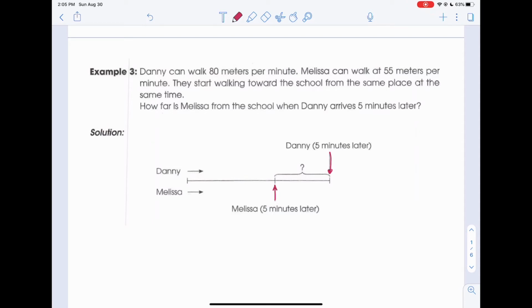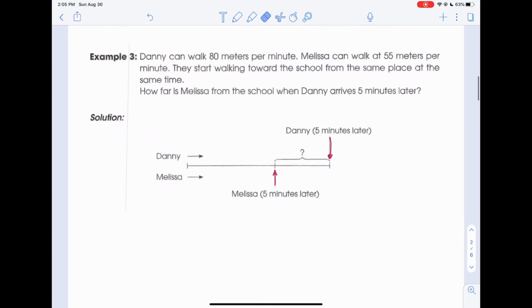So what we're going to do, right, we know that they've been walking for 5 minutes. So what is 80 times 5, right? What I got the 80 from was Danny's speed. So I know my distance will be 80, Danny's speed, times how long he was walking. Because if he walks 80 meters per minute, then in 5 minutes he will have walked 400 meters, right?